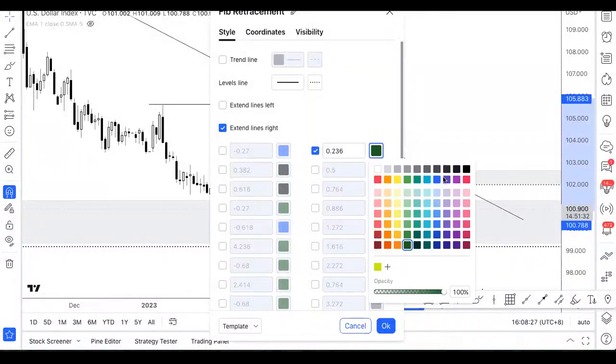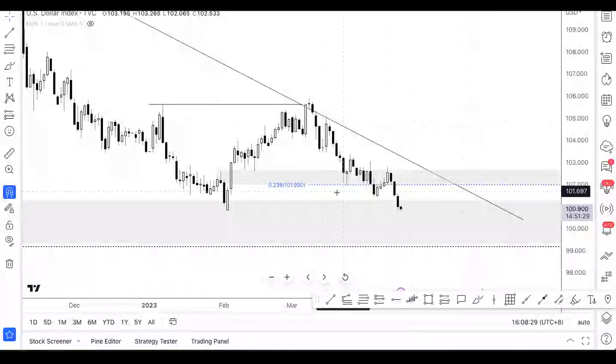So you can see the 23.6 retracement, right? I'll put this in a different color, right? So this is in blue. So 23.6 retracement taken here that lines up with this resistance area that we found.